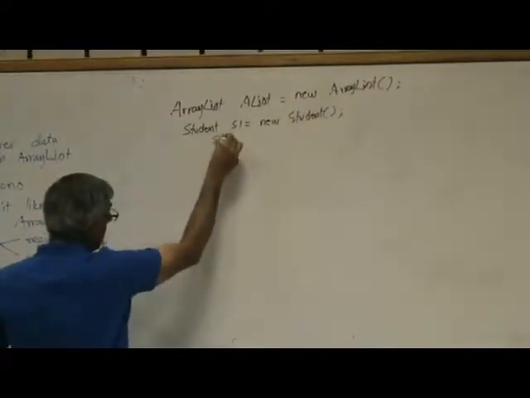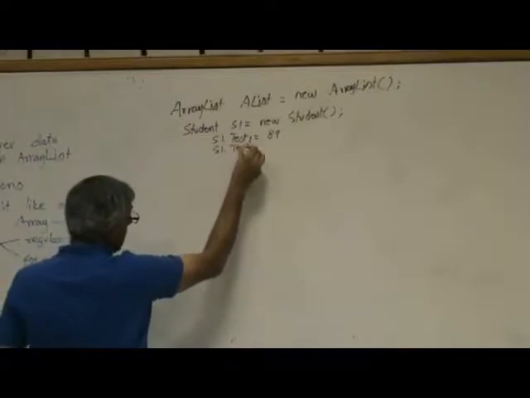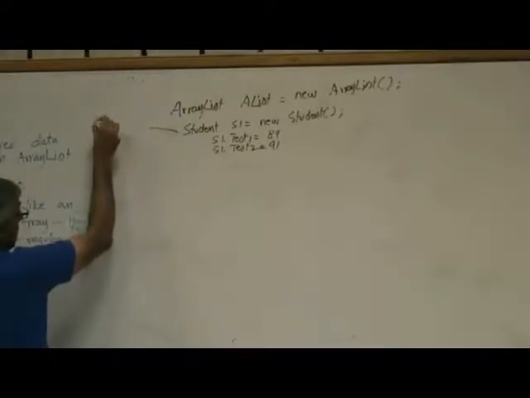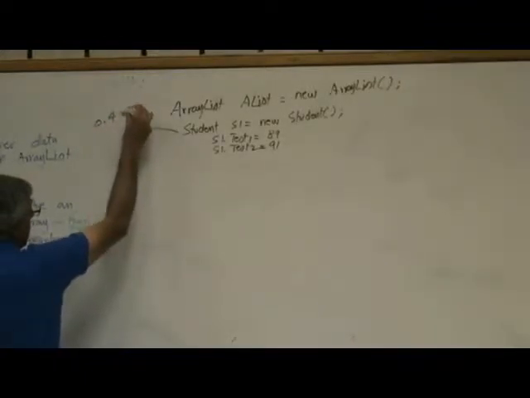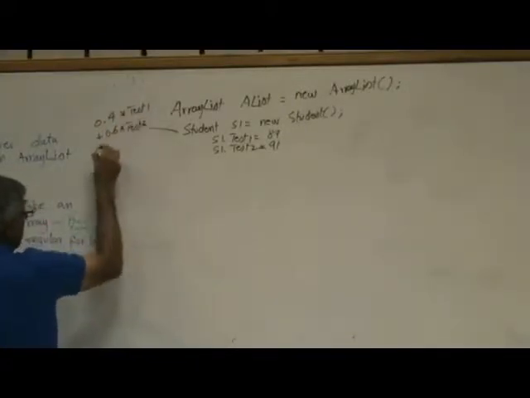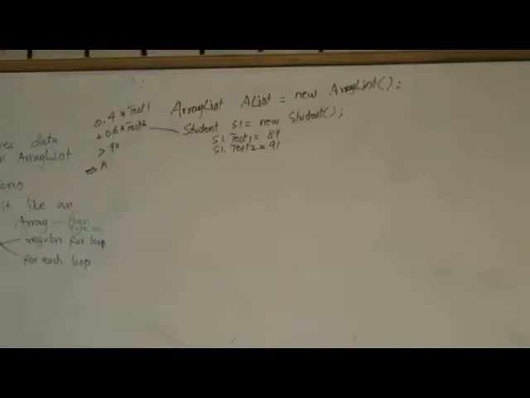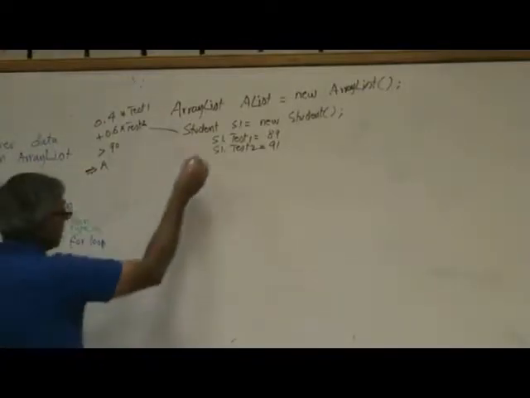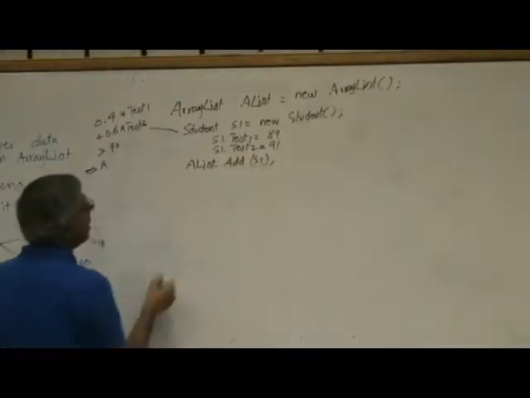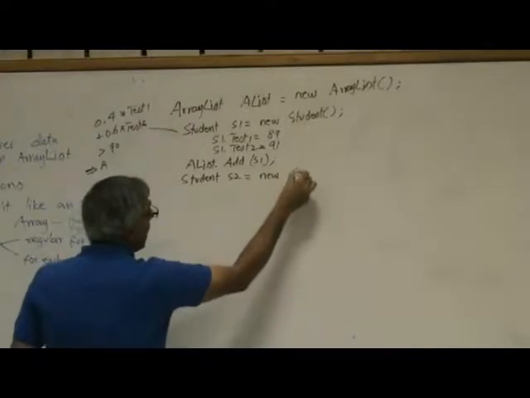And suppose we set test1 equal to 89, test2 equal to 91. Okay, and the formula goes like this. It's 0.4 times test1 plus 0.6 times test2. If that's the case, if it's greater than 90, then it's an A grade. Okay, so that's how the compute grade was written. Okay, so then we do a list.add S1, correct?